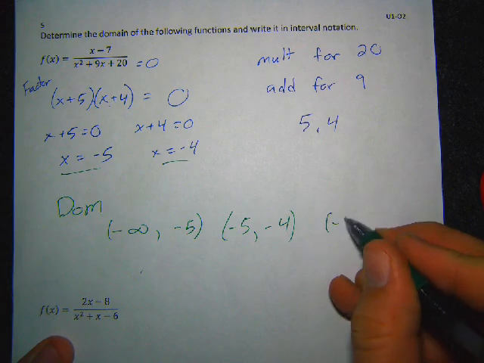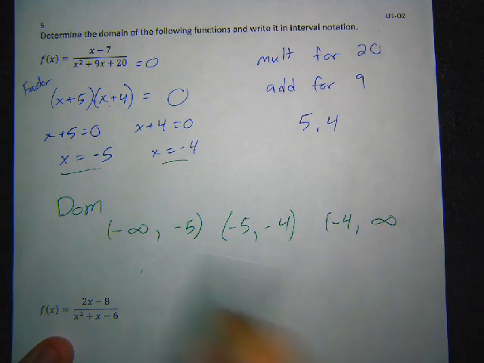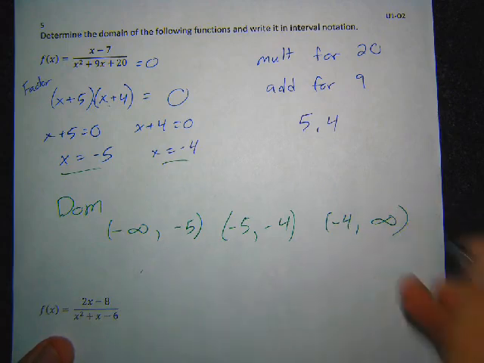Last, I'm going to go from negative 4 and keep going until I hit forever, because there are no more problems. We already got the two problems done. So those are the issues.